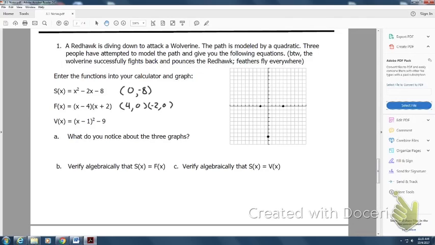Then the vertex form. Ethan, what would the vertex be? It would be positive 1 and negative 9. Yeah.